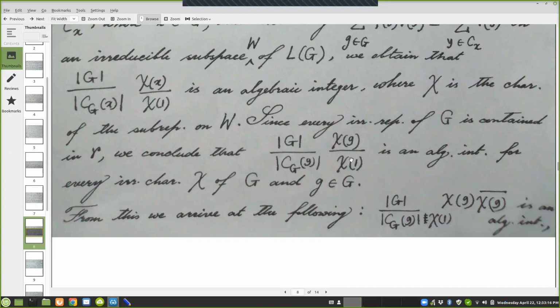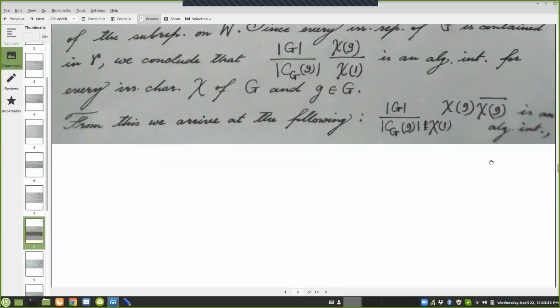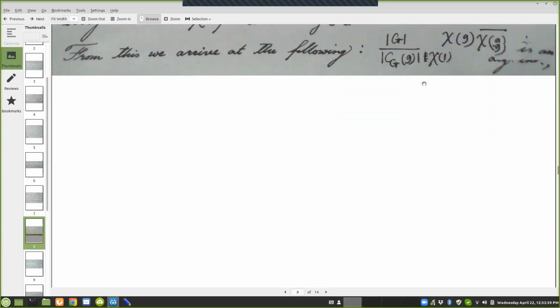Now from here it follows that this times chi g bar is also an algebraic integer, because chi g is an algebraic integer, the conjugate of chi g is always an algebraic integer, and so is their product. Okay, so based on this observation, we will come to the proof of our dimension theorem.